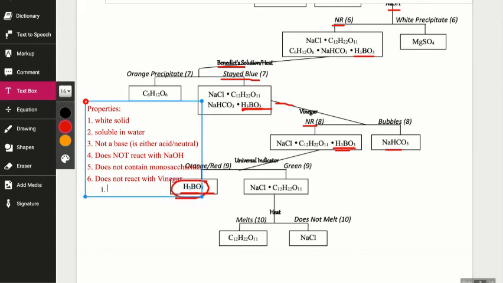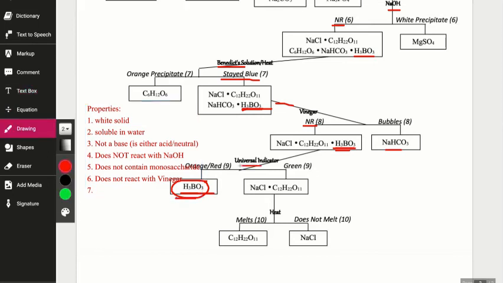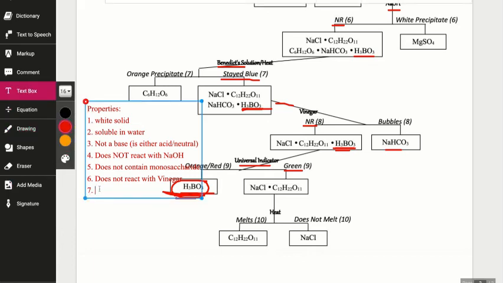And finally, we get to the dead end for this substance. We test it with universal indicator, which is a pH test. If it's green, it's neutral. If it's orange-red, it's an acid. We now know that this is an acidic substance. And we know that because it's the only one to turn orange or red. And that's what universal indicator does. It turns orangey red in an acid. So this is an acid.